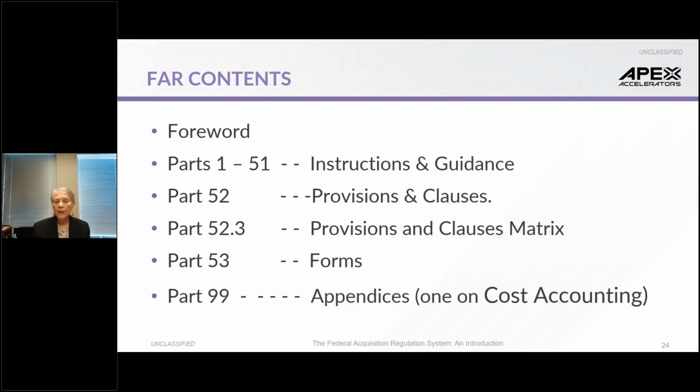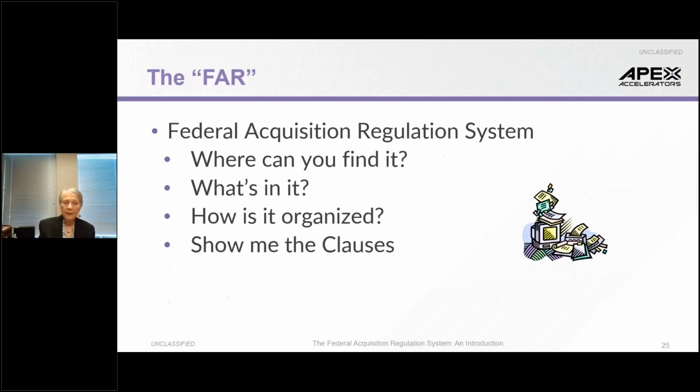We call it a provision when it is in a solicitation. We call it a clause when it is in a contract. I think it is very useful to know that Part 52.3 includes a matrix, which will let you know what provisions and clauses are normally included in what type of contract. FAR 53 is forms, and Part 99 used to be called appendices. I tend to still call them appendices. There's one on cost accounting that you might find very interesting as a contractor.